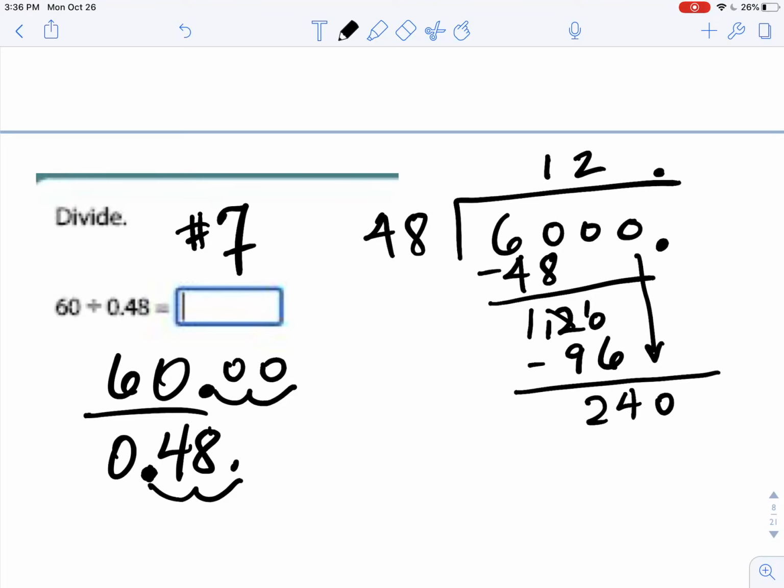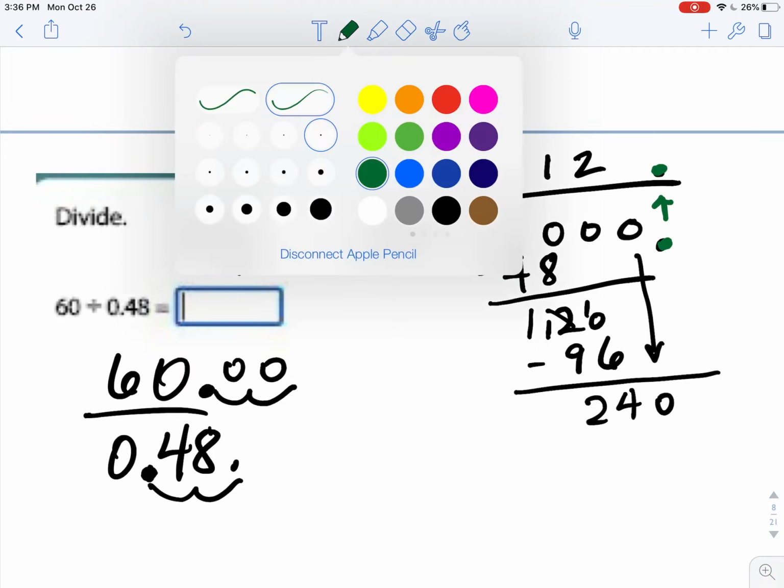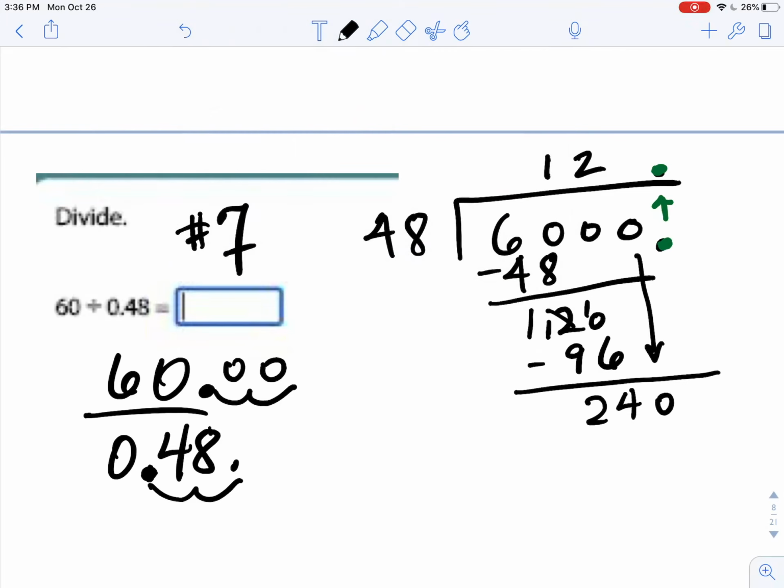I get lazy and I forget to do that myself. Remember, bring up the decimal. Bring up the decimal. Okay, 48 times 5. 48 times 5 is 40. Carry the 4, 240. So 125. So let's check. 60 divided by 48 hundredths equals 125. Check.